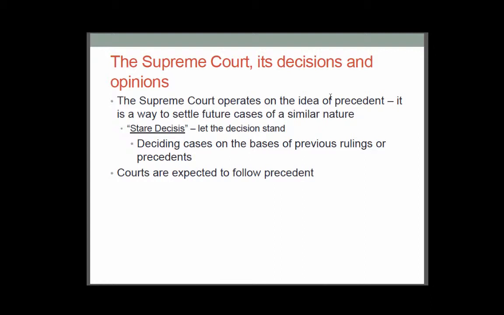They're very reticent, or hesitant, to overturn court cases. We call this stare decisis. That's Latin meaning let the decision stand, of course, and courts are expected to follow this along the way. It's very rare that the Supreme Court would fully overturn a previous court case. We have examples of it, but it's not very often.